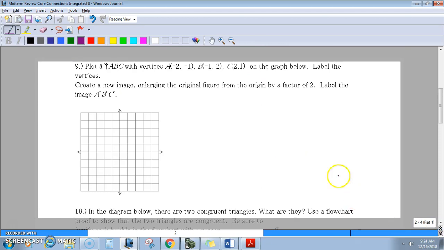Plot ABC with vertices -2, -1. So that's right here. So that is A.